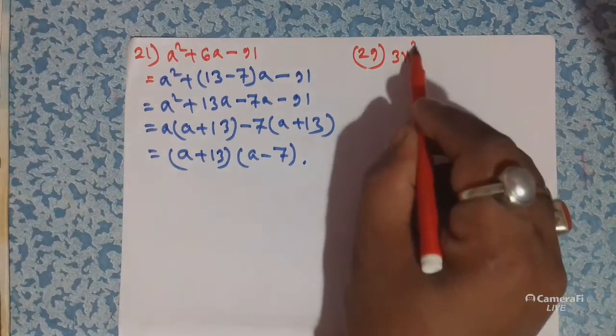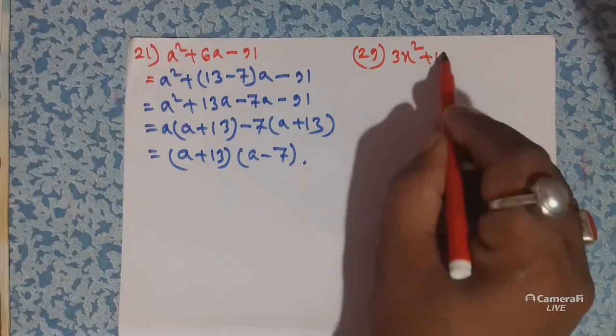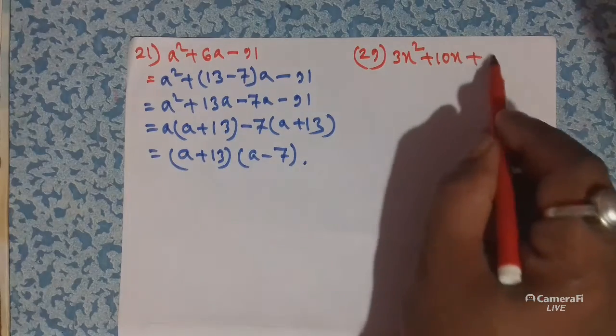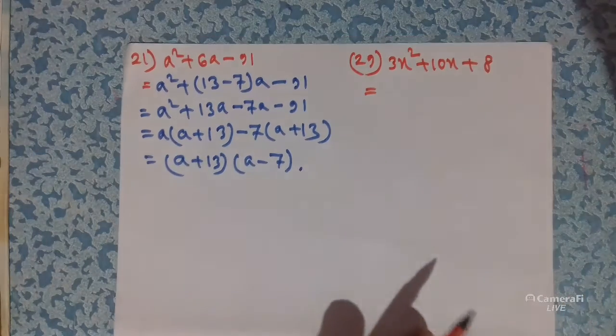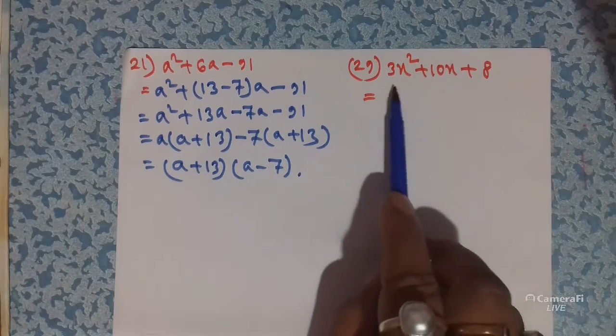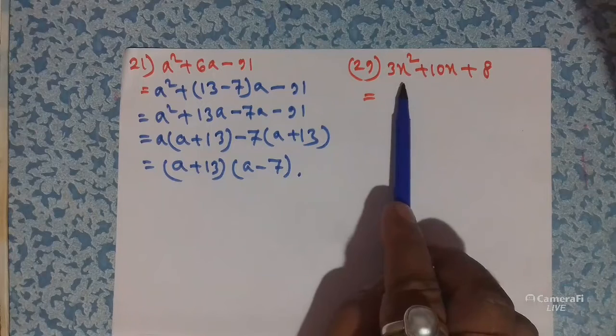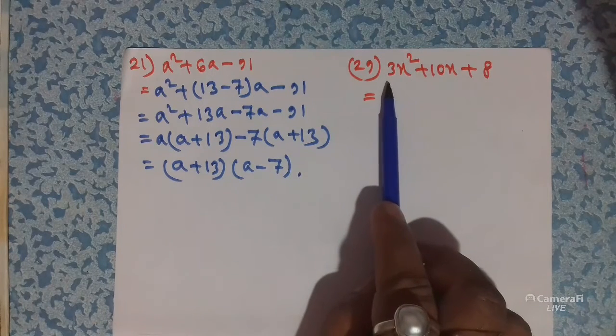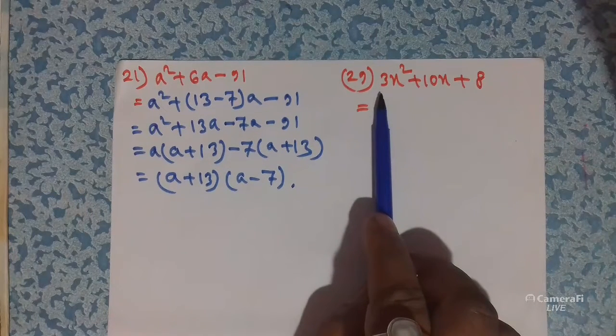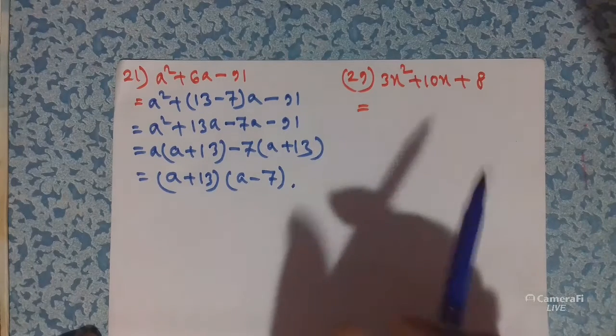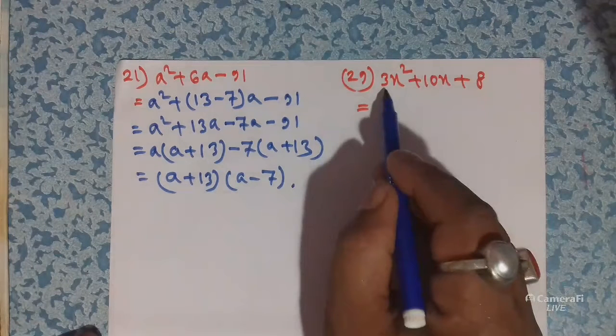3x square plus 10x plus 8. Students, now concentrate. For this particular problem, you can see that in the first term 3 is there. So what will you do? At first we have to multiply 3 with 8. If we multiply 3 with 8, then 24 will come.